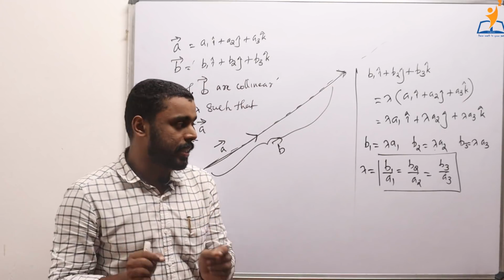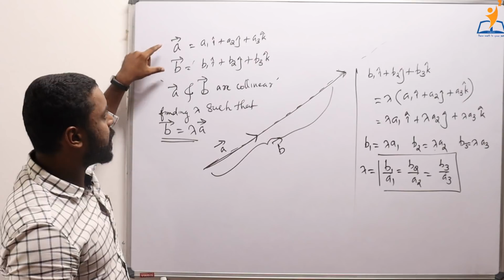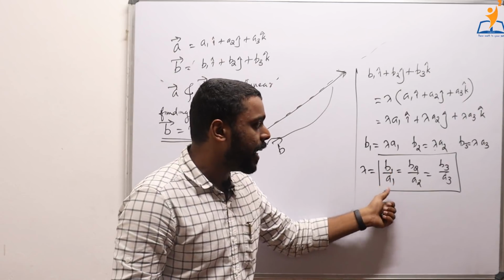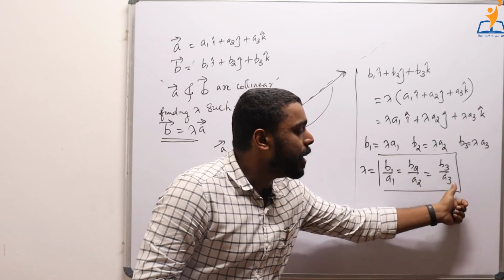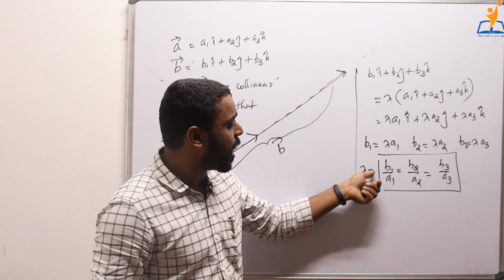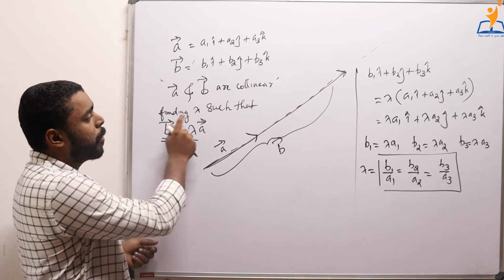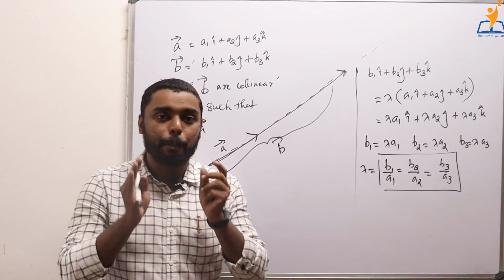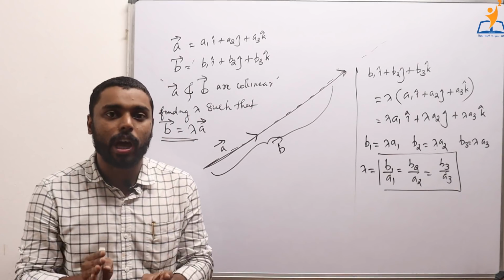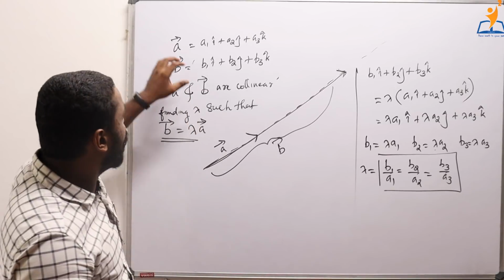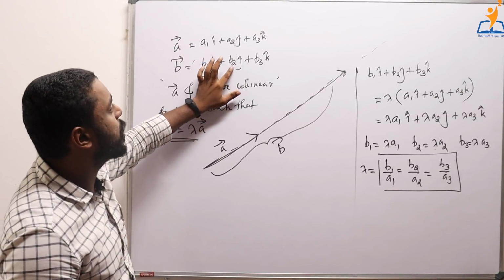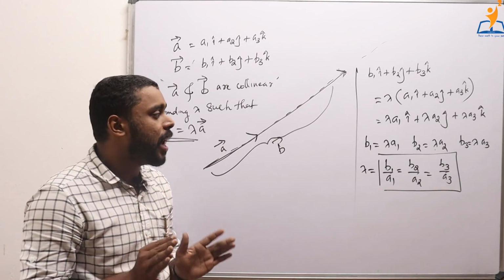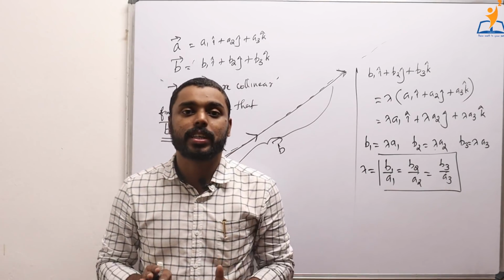Always remember this result, because whenever we are asked in exams to check whether two vectors are collinear or not, we have to check whether b1 by a1 is equal to b2 by a2 is equal to b3 by a3. If they are equal to a number, then that number will be our lambda, and hence we are able to find a lambda such that b is equal to lambda a. So always remember that whenever we are asked to check whether two vectors are collinear, we have to check whether b1 by a1 is equal to b2 by a2 is equal to b3 by a3. Just check that itself. If they are equal, then we can really say that these two vectors are collinear.